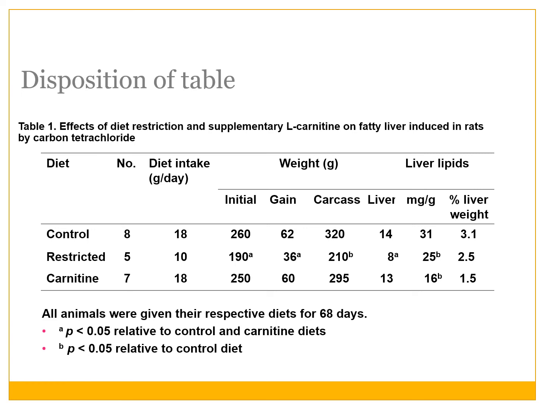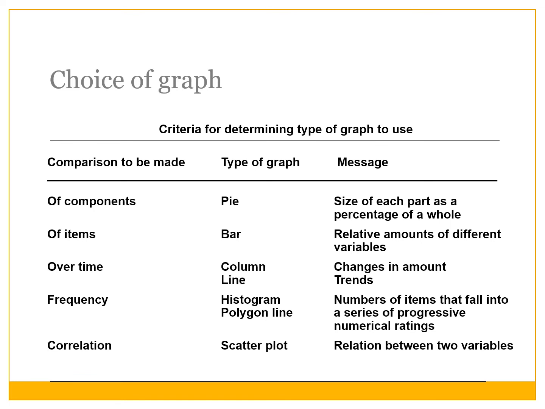And then you can also utilize graphs. Different graphs have different purposes. So this table here summarizes what kind of graph you can use to represent your data or your results. A pie chart is used for comparison of components. Bar charts, if you have few items to compare. Column or line is usually for changes over time, the trends. For frequencies, you can use histograms, and for correlations, you can use scatter plots.